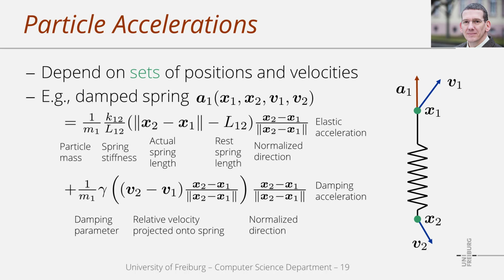When using springs in simulations, we often use some sort of damping. For instance, one can damp the relative movement of the two particles. Therefore, we could consider the magnitude of the velocity difference between particle 1 and 2 projected onto the spring direction. If we multiply this with the normalized spring direction, we get a force in spring direction, which can be multiplied with a user-defined parameter gamma. Finally, the term is divided by mass m1 to get an acceleration.